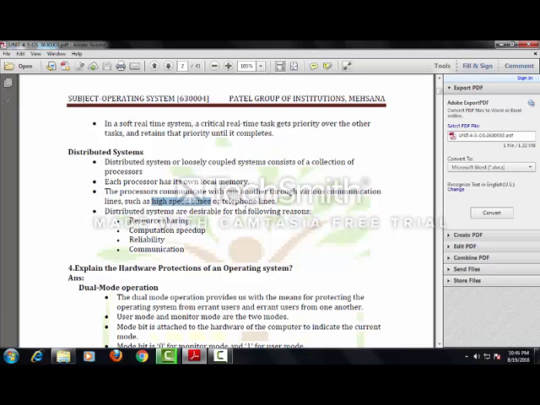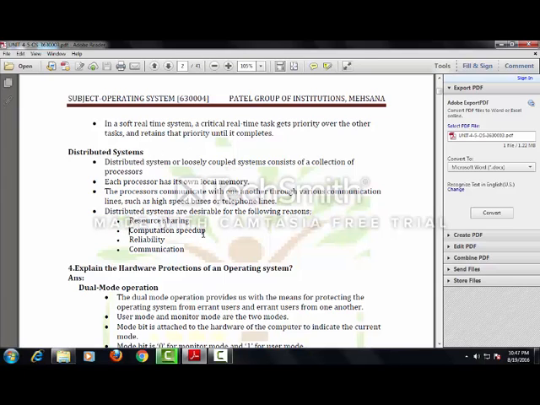Distributed systems are desirable for the following reasons. We design the distributed system because we desire something. One desire is resource sharing, right? We create a file and we want this file to be shared between many systems, many processors. In that case we need to put our file into a distributed system. Suppose there are 10 systems and we design the distributed system, so the copy of my file will be distributed in 10 different systems, right?